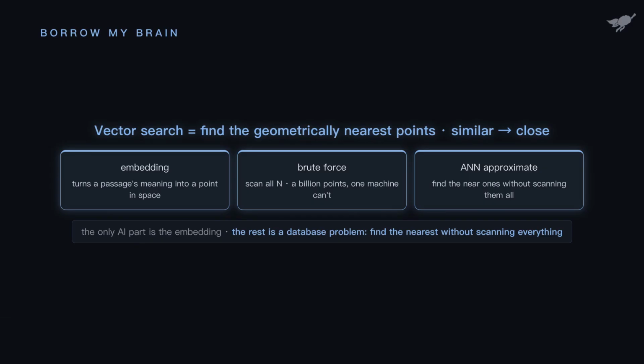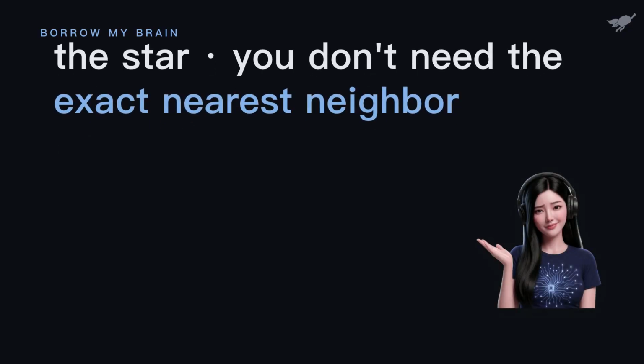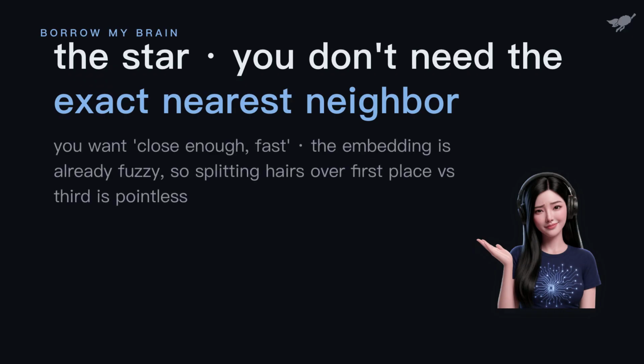So the whole of vector search is answering one question. How do you skip scanning everything and still pull out the nearest few? 4 demos, 4 parts, one at a time. The first one, and the star of the show. Approximate nearest neighbor. ANN for short. This is where the whole field's lifeline is hiding. You don't actually need the exact nearest neighbor at all. What you want is close enough, fast.